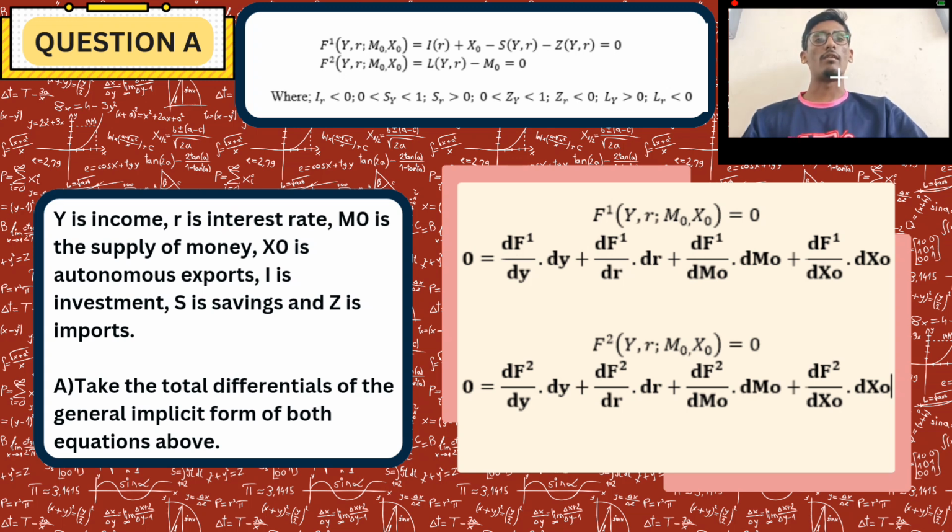After the differentiation of equation f1, we found the answer as ∂f1/∂y times dy plus ∂f1/∂r times dr plus ∂f1/∂m0 times dm0 plus ∂f1/∂x0 times dx0. For the second equation, we found the answer as ∂f2/∂y times dy plus ∂f2/∂r times dr plus ∂f2/∂m0 times dm0 plus ∂f2/∂x0 times dx0. So that is the general implicit form for both equations.